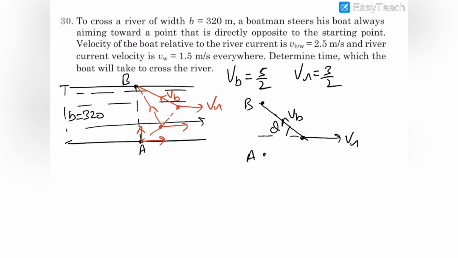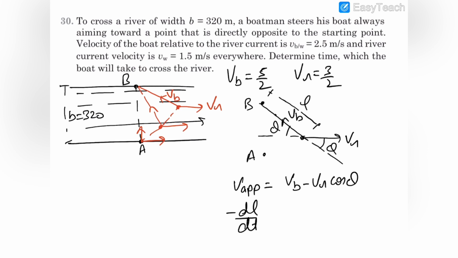You can see that this angle is also theta, and the approach velocity of the boat towards point B will be VB minus VR cos theta. Let's suppose that this distance is L. So V approach will be minus dL by dt, and therefore it would be VB minus VR cos theta. Obviously theta is variable, so minus dL will be equal to VB minus VR cos theta into dt.